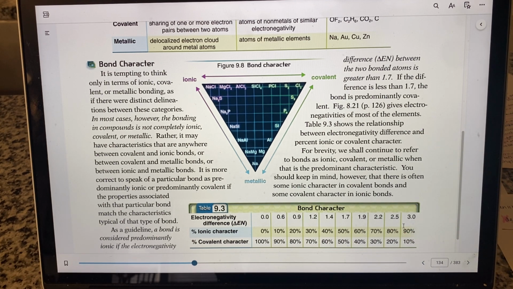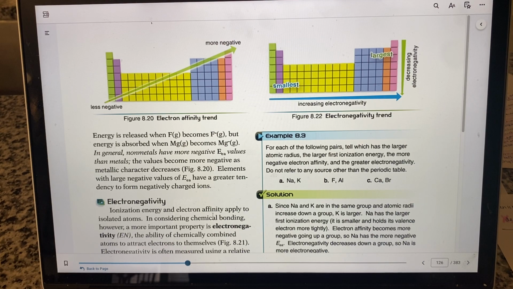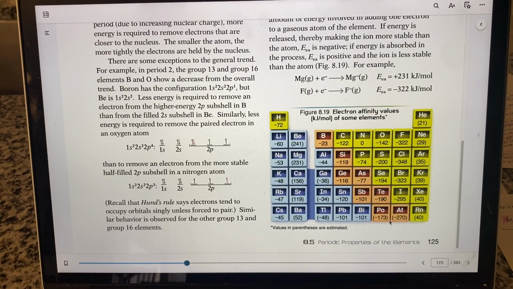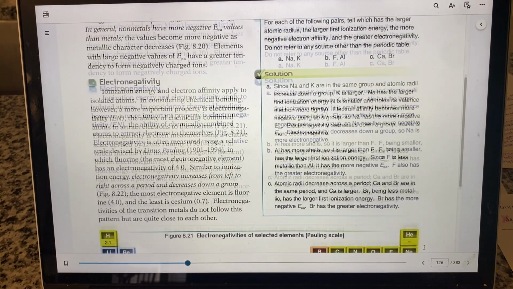And there's another chart on page 126 that talks about this. Maybe I should go back to page 126 and show you. Let's go back here. Hopefully my computer is working okay. What did I say? 126. We're on 125. Here we go.